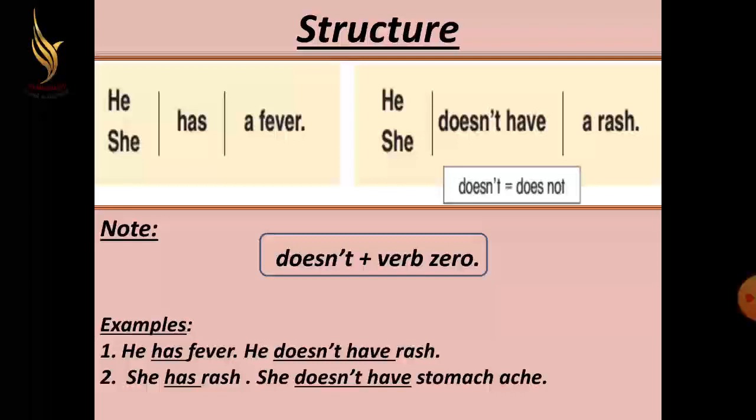Why does the verb has change to have in the negative? Because after doesn't, the verb is the infinitive, or the base form. So I can say doesn't have. Notice that doesn't equals does not. Examples. Number 1, he has a fever, he doesn't have a rash. Number 2, she has a rash, she doesn't have a stomachache.